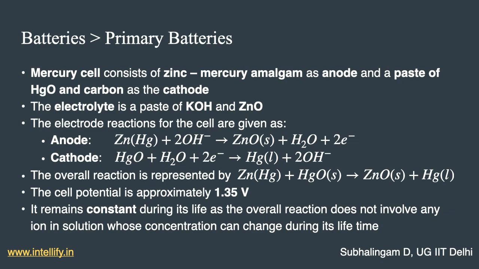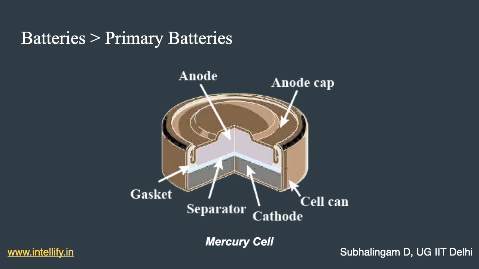It remains constant during its life as the overall reaction does not involve any ion in solution whose concentration can change during its lifetime. And this is a rough sketch of a mercury cell. So it has a cascade separator. Those things you don't have to know. You just have to know the cathode, anode, electrolyte, and half cell reactions.